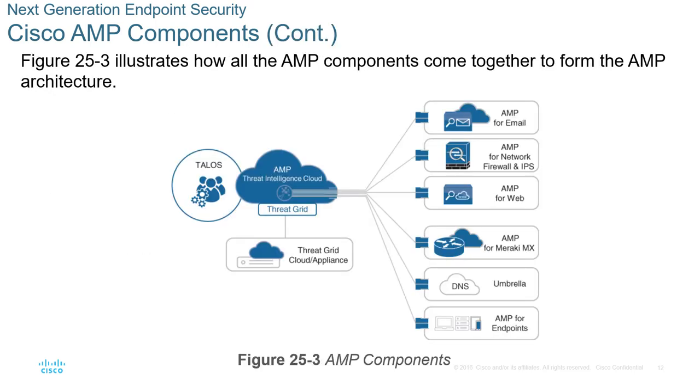So here we have an example of our AMP components. We have an AMP Threat Cloud Manager, that's going to be our Threat Grid. And we have an appliance that actually sees it. We have our Umbrella operations, things like AMP for email, AMP for network, AMP for Meraki, and so forth, AMP for endpoints. And they all funnel back to this threat intelligence cloud so that they can have up-to-date current information on current threats. And part of this AMP cloud is also going to bring in details from Talos.